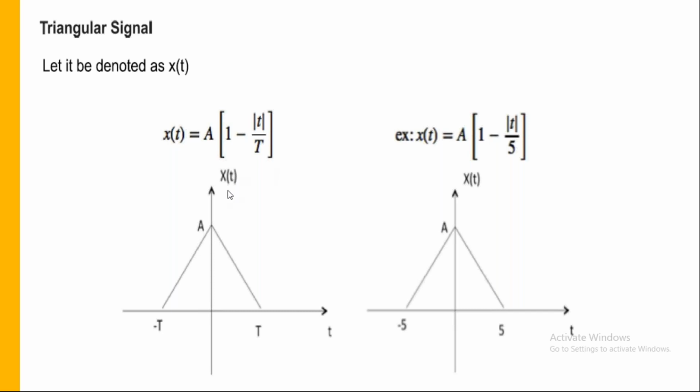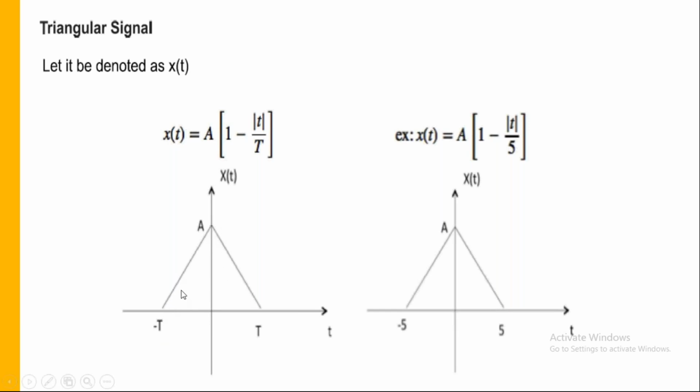Now try to understand how you can write the equation for x of t, which is equal to a into 1 plus t by T. It looks like the equation y equal to mx plus c. So when you write the equation y equal to mx plus c, it is not passing through the origin, as you already know. So you have an equation like this and like this.